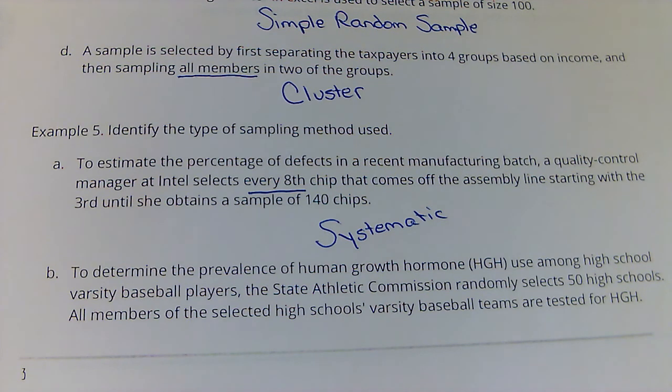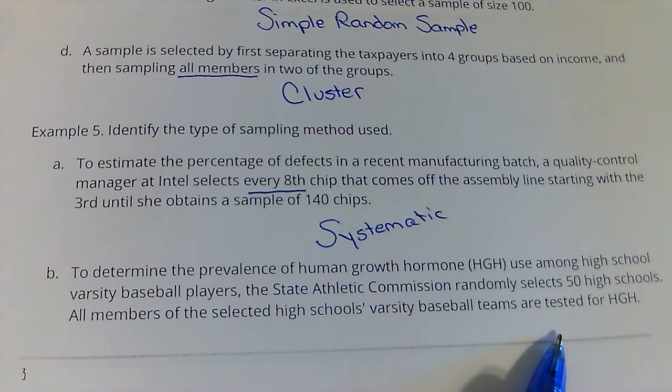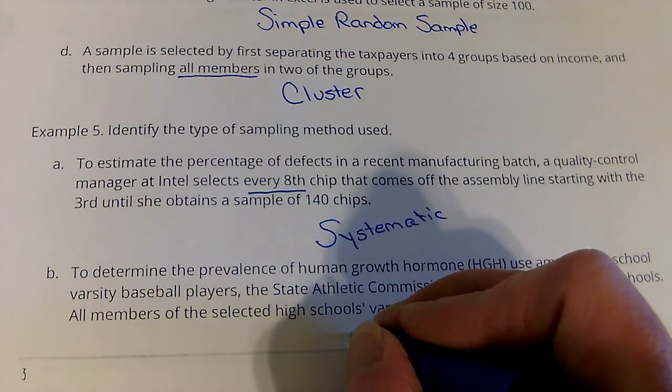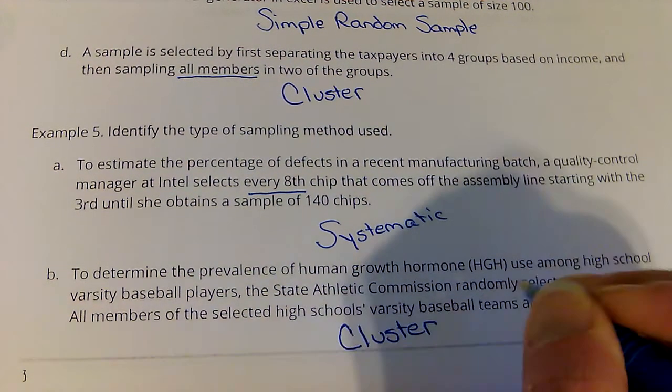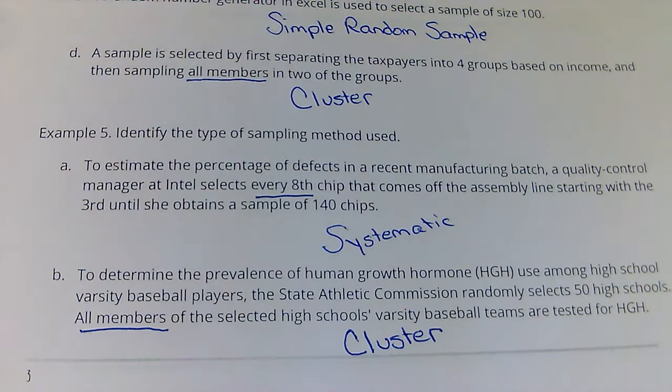To determine the prevalence of human growth hormone use among high school varsity baseball players, the State Athletic Commission randomly selects 50 high schools. All members of the selected high schools' varsity baseball teams are tested. All of the members are tested.